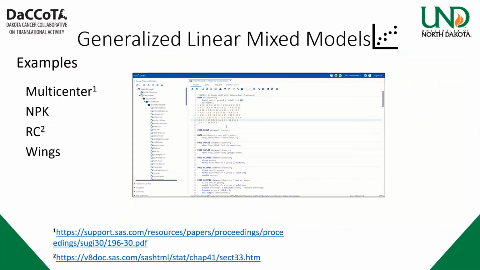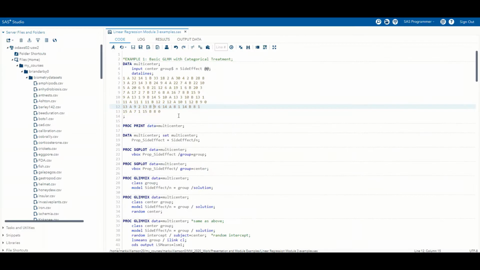We will look at 4 examples in SAS of GLMMs: multicenter, NPK, RC, and wings. Multicenter and RC are available from here, and then NPK and wings are from elsewhere. All right, here I am in SAS Studio. We'll walk through 4 examples.